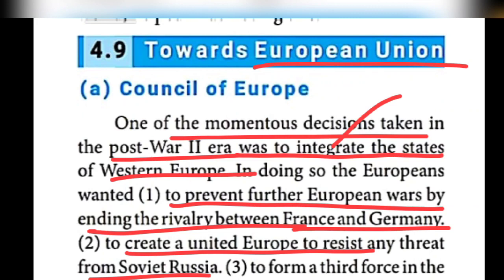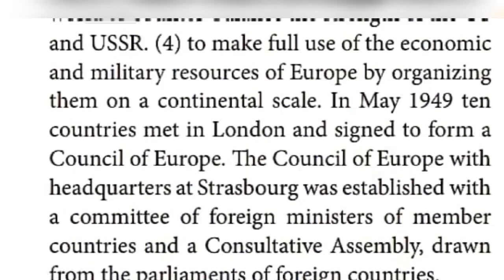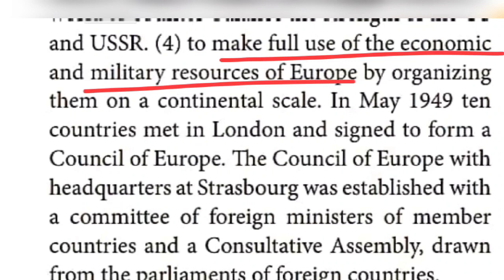Third one, to form a third force. The first country is the USA, the communist country is the second, Russia, and they need a third balance. So, to form a third force in the world to counterbalance the strength of the United States of America and the USSR. Then the fourth one, to make full use of the economic and military resources of Europe by organizing them on a continental scale.